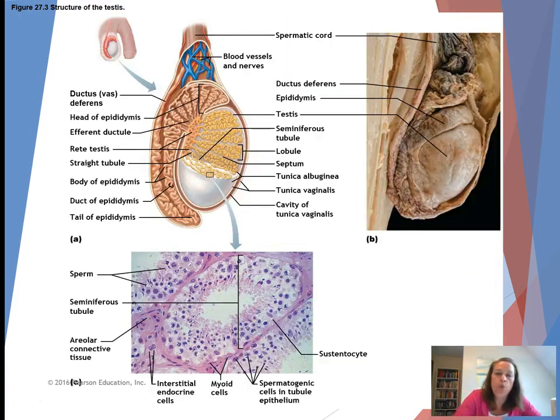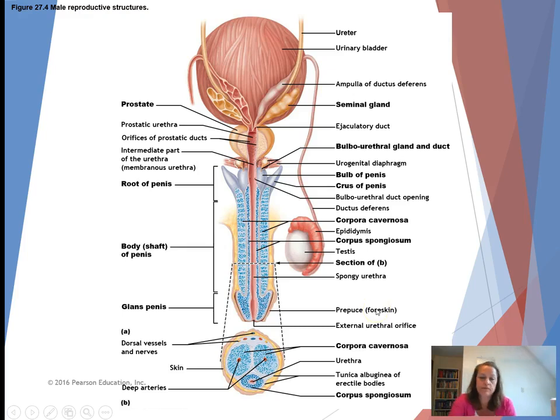Let's see. When we look deeper into the testicle, you'll see here we have what are called seminiferous tubules, and this is where we have the spermatogenic cells happening within the testicle itself. Another image, again, testicle, right? The tube, the deferens. Here we have the ampulla meeting up with the seminal gland, and right here is where the urine would come in as well.